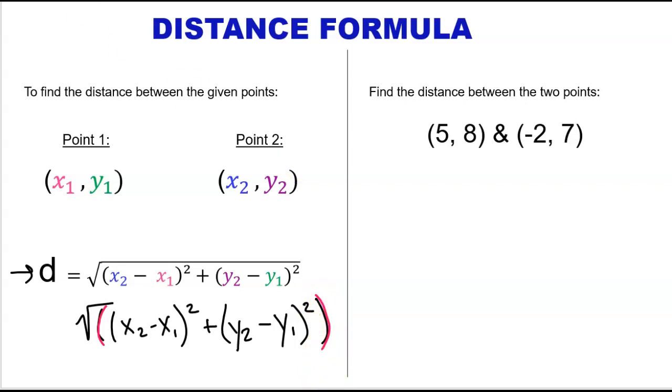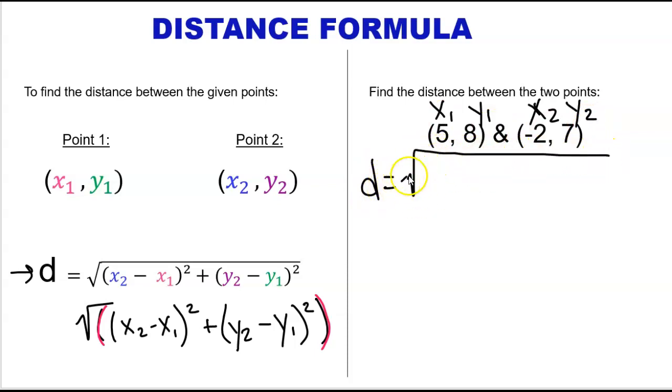Okay, let's take a look at the example that we're given. It says find the distance between the 2 points. So let's label them. We have our x and our y, we have our x and our y. Remember, if this is the x1, then this has to be the y1. If this is x2, then this has to be y2. So now we are ready to put it into our distance formula.